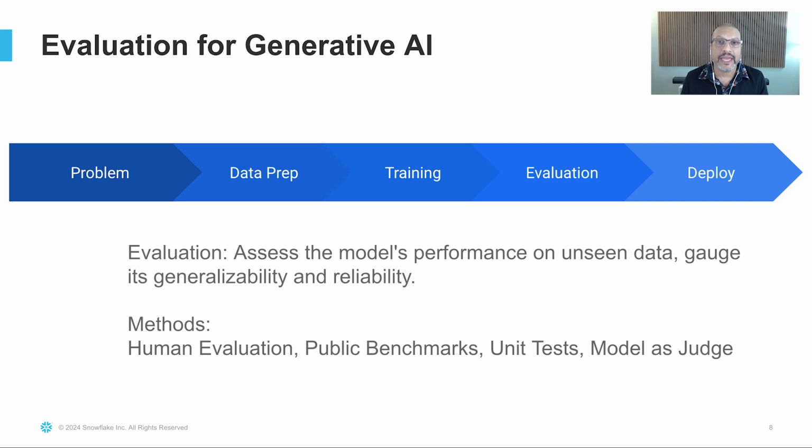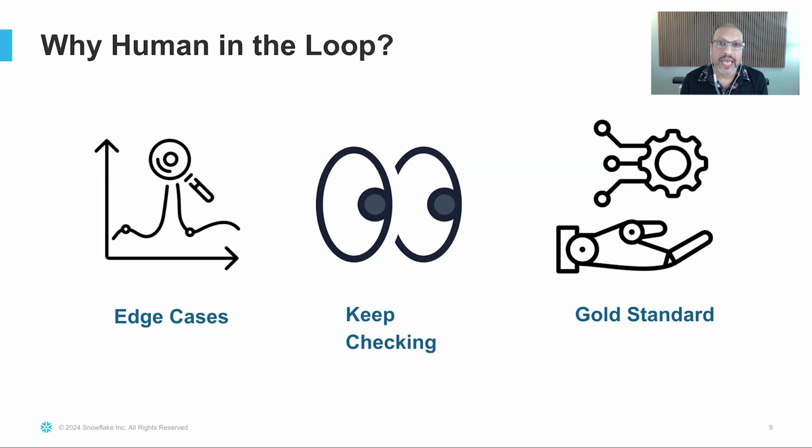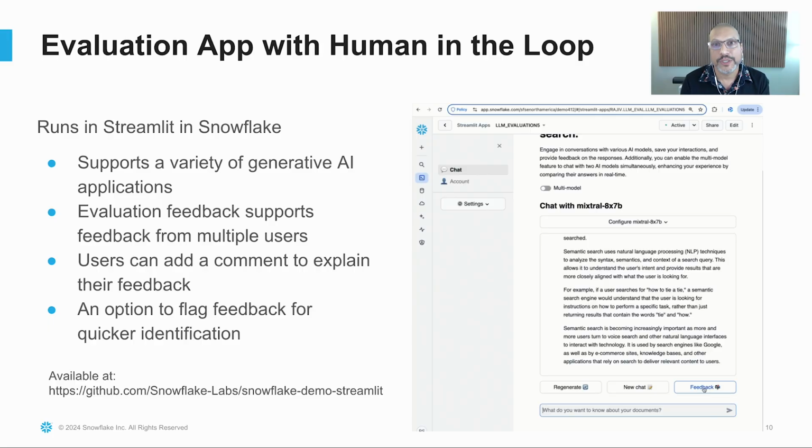But whether you're using any of these methods, it's still important to have a human in the loop. Humans in the loop help catch various edge cases that those other approaches won't. It's also important as you deploy the model, you want to keep constantly checking and looking for changes that might happen. Having a human in the loop is essential here. And finally, we all recognize that the human in the loop is the gold standard for evaluation because they can catch so much information. With that in mind, what we've done is we've built an interactive web application in Streamlit for this human in the loop process.